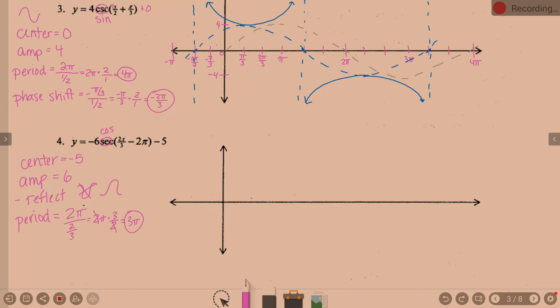We've got to add layers of fun here. What about our phase shift? I got 3 pi too. Same thing, 3 pi. This one is going to be c divided by b. C is 2 pi. Opposite the sign is a positive 2 pi. Divided by 2/3 again. Deja vu? 3 pi.